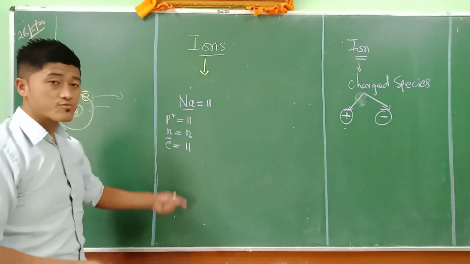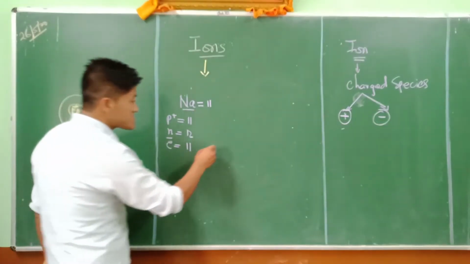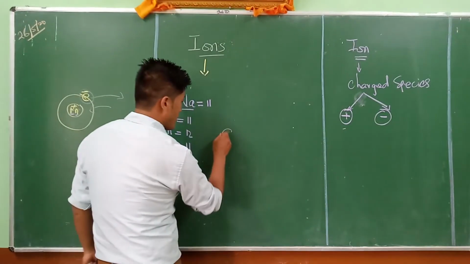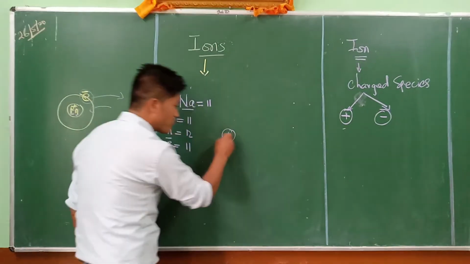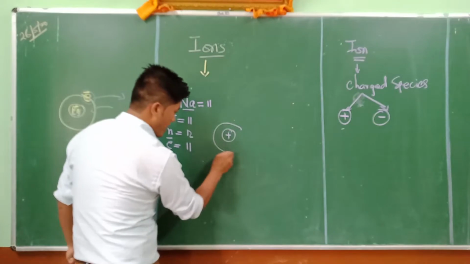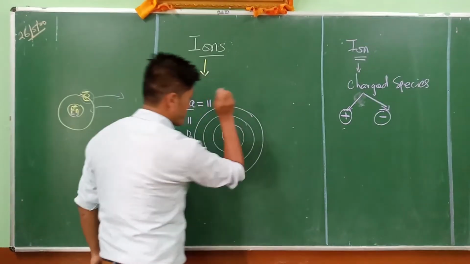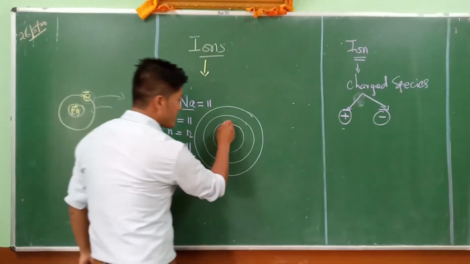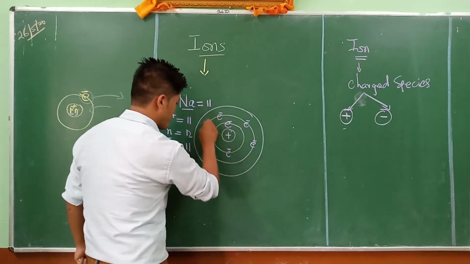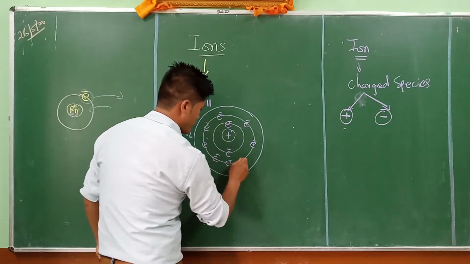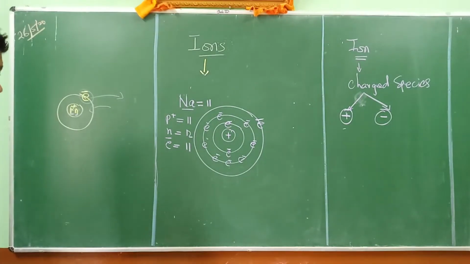So now I'm going to write this in the form of a table, and I'm going to write the configuration. Let us say at the center there is the presence of protons and neutrons, which I'm going to write in the form of a plus here. Now, how many electrons are present? There are 11 electrons. 1, 2, ... 11. Okay? Sodium. Is that clear?